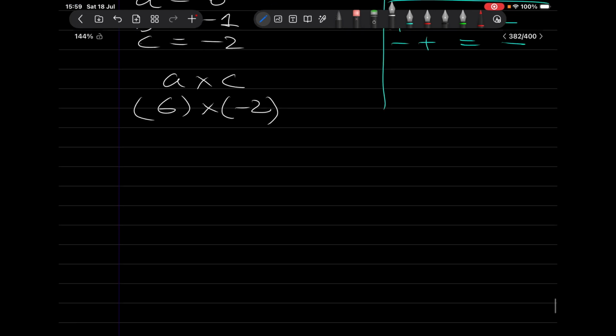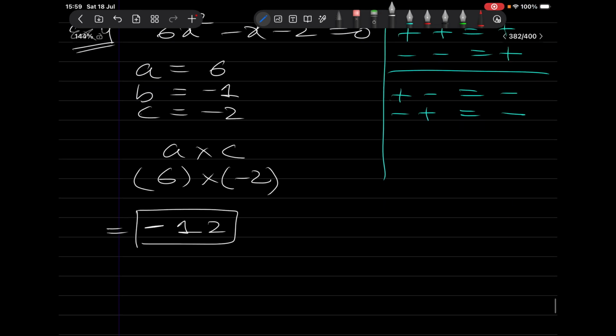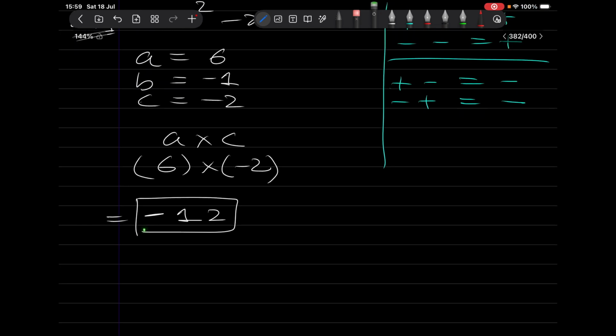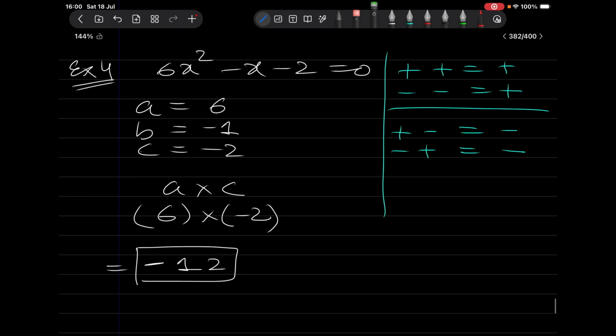Now we have 6 into 2, that is equal to 12, minus into plus, that is equal to minus. We have the product minus 12. Now we have to split minus 12 such that we get the sum as the middle term's coefficient, that is the coefficient of x, that is minus 1.